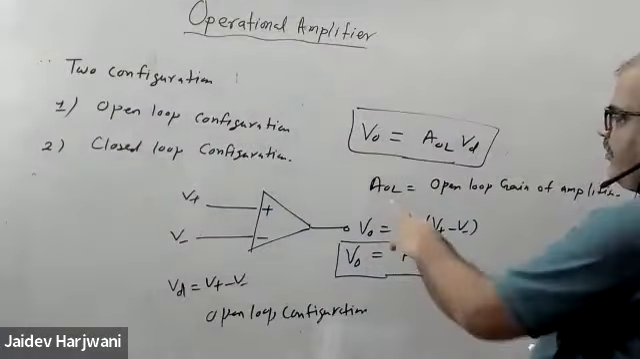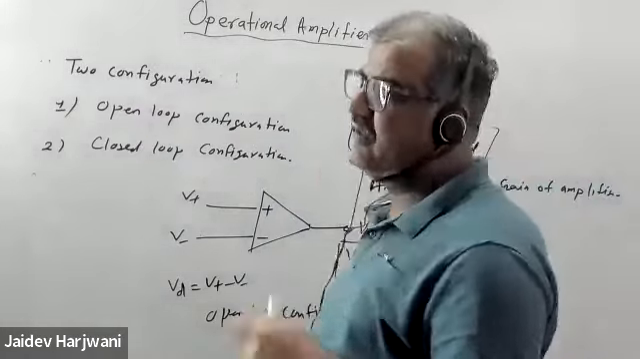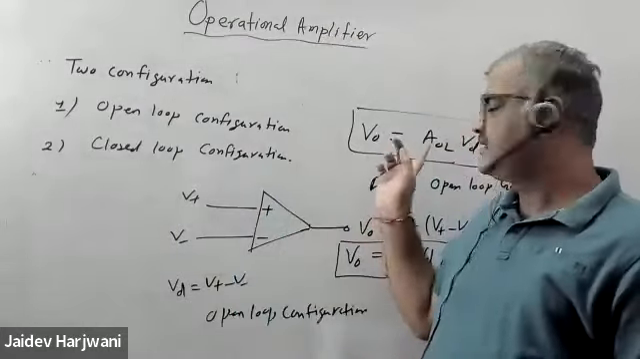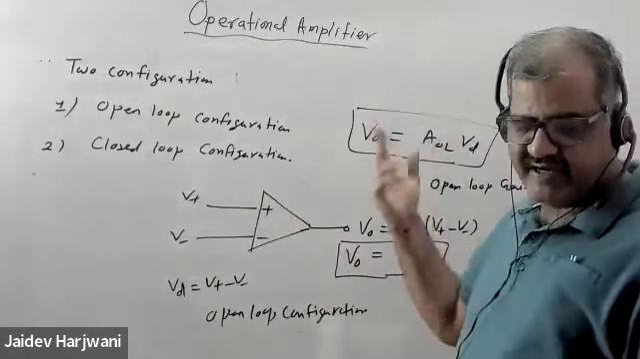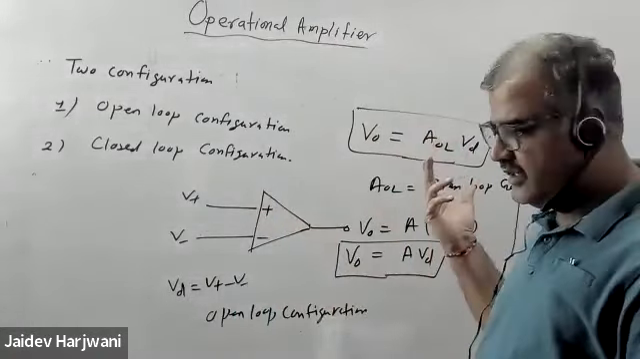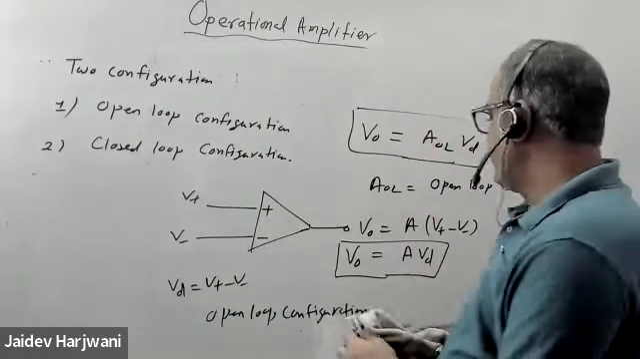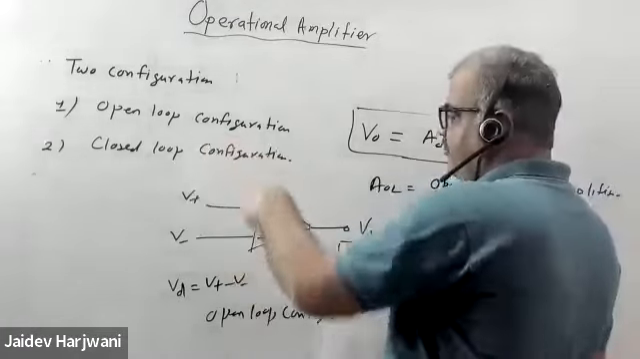Now this open loop gain of the amplifier is generally very high. For an ideal operational amplifier we take this A as infinite. Generally it is on the order of 10 to the power 5 or 10 to the power 6, or ideally we can say this open loop gain A is infinite. Now let me draw the equivalent circuit. This is the open loop configuration.